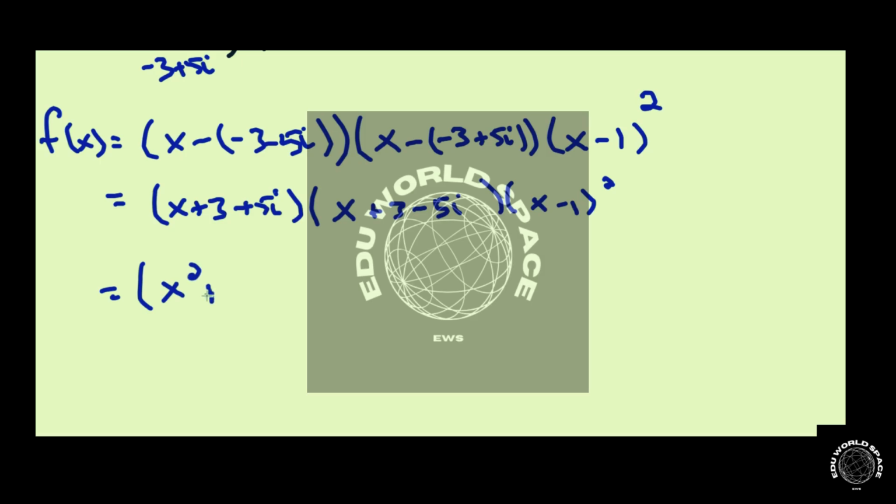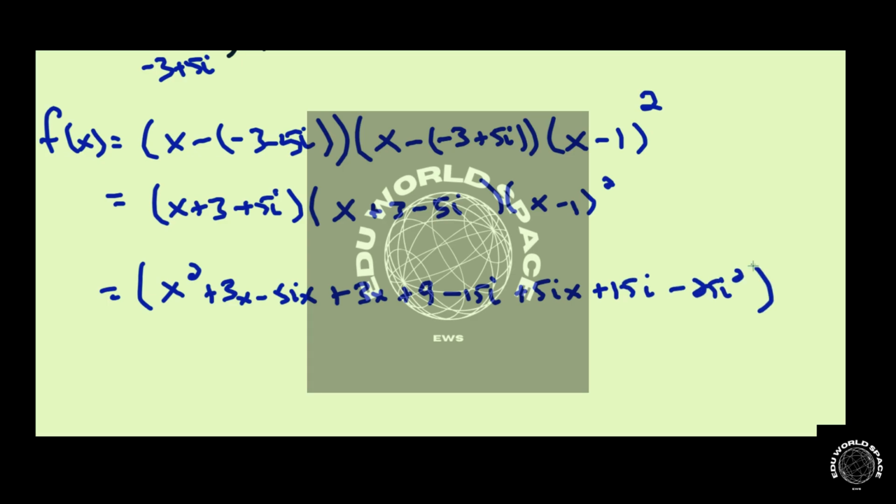You get x squared plus 3x minus 5ix, then distribute the 3 to get plus 3x plus 9 minus 15i. And then distribute the 5i to get plus 5ix plus 15i minus 25i squared. This is just the first two.